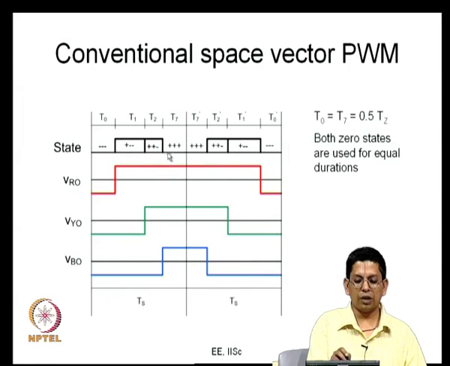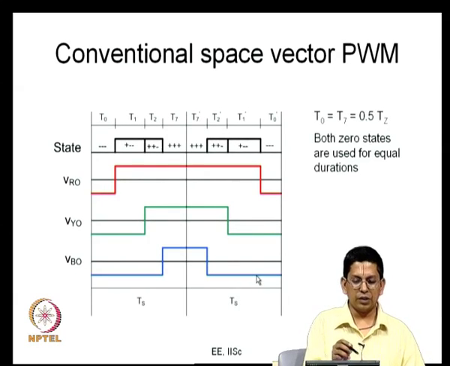You apply the different vectors, and here you are applying the same vectors in the reverse direction: plus plus plus, all the legs are positive, then here the B phase is switched, then the Y phase is switched, and finally the R phase is switched. You can see that the R phase switches like this, the Y phase switches like this, and the B phase switches like this now. So, what you have is 2 active vectors applied in the middle and the 2 0 states applied at the end.